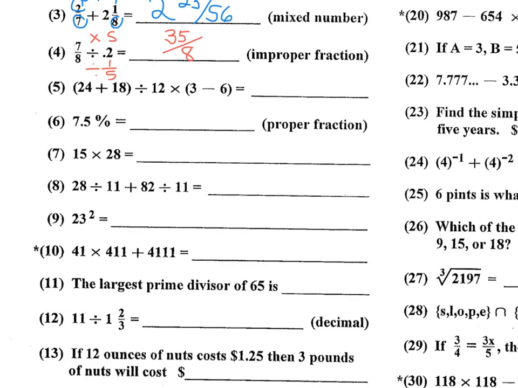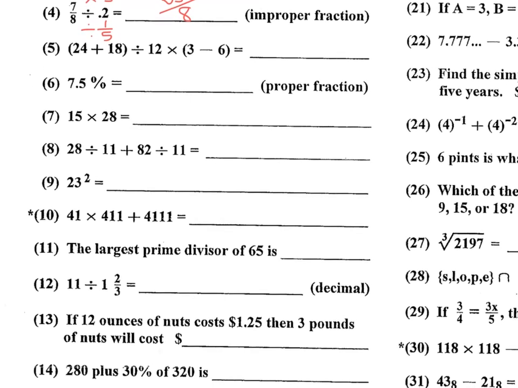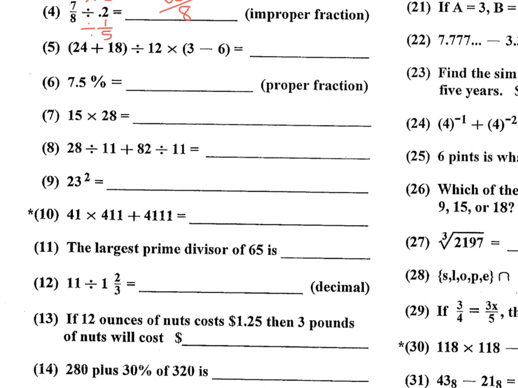Okay, so for number 5, we have 24 plus 18 divided by 12 times 3 minus 6. 3 minus 6 is a negative 3, and I have 12 in the denominator, so I have negative 3 over 12, which is a negative 1/4. So if I add 24 plus 18, I have 42 divided by negative 1/4, because I'm actually multiplying this and dividing by this. So 42 divided by negative 1/4 is negative 168, or the equivalent.